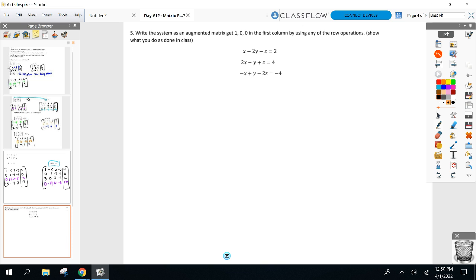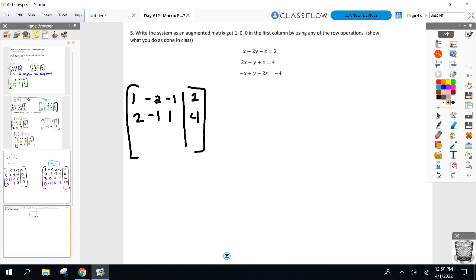So we need to take this equation and put it into a matrix. Step 1, put it into a matrix. What's row 1 going to look like? 1, negative 2, negative 1, then a vertical bar because I have my equal sign, 2. So go ahead and finish the rest of that matrix.